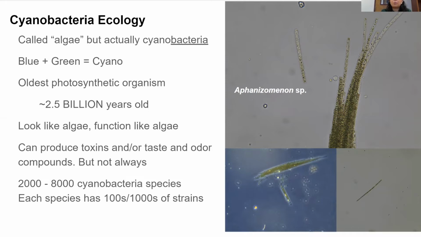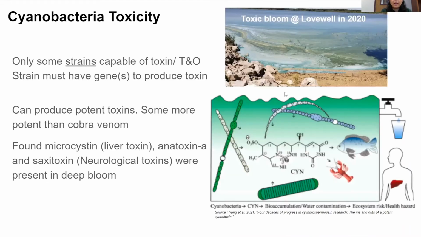They can produce toxin and others, but not all of them, only some of them, and they should have the gene to produce toxin and others. We have about 2,000 to 8,000 cyanobacteria species on the earth, and each of them has hundreds and thousands of strains. The picture that you can see is the species that we found on the Cross, and it's Aphanizomenon, if I can pronounce it well.